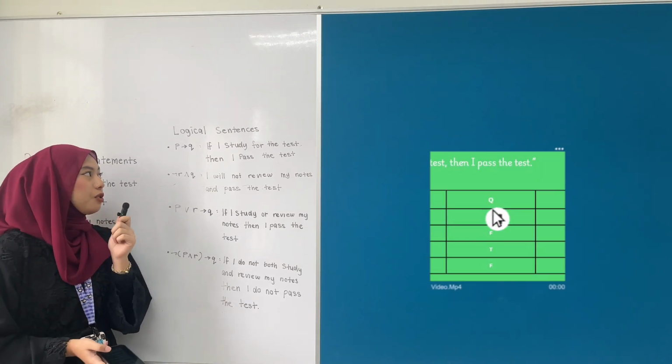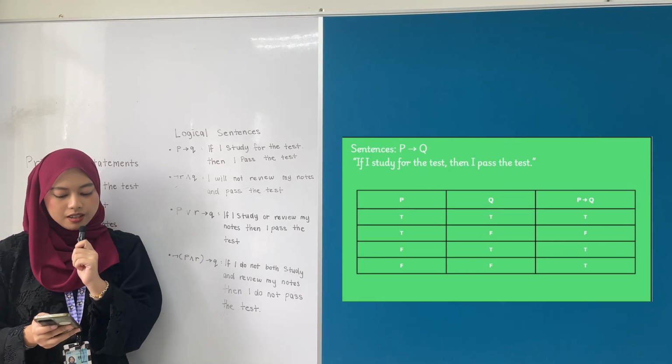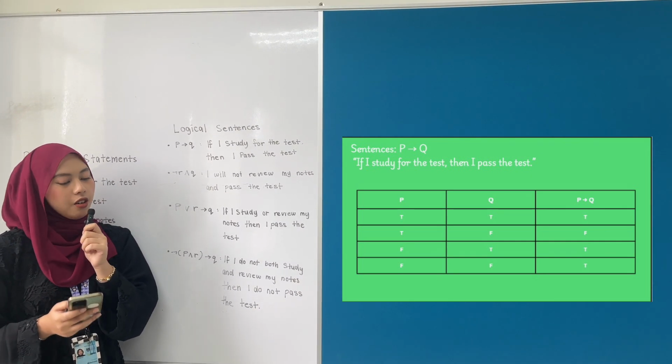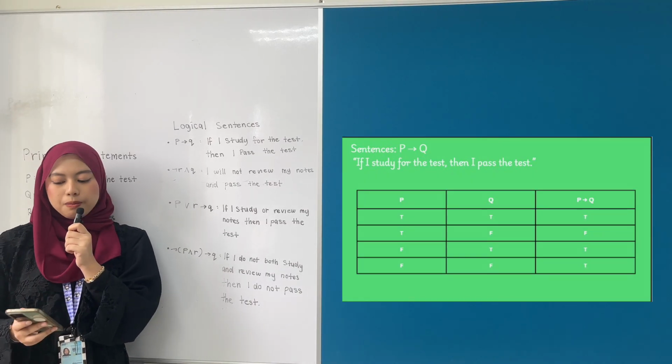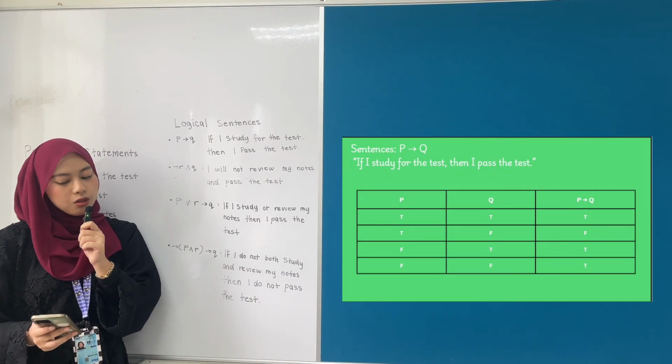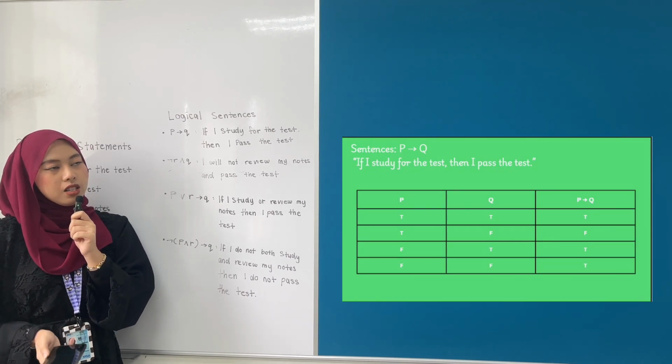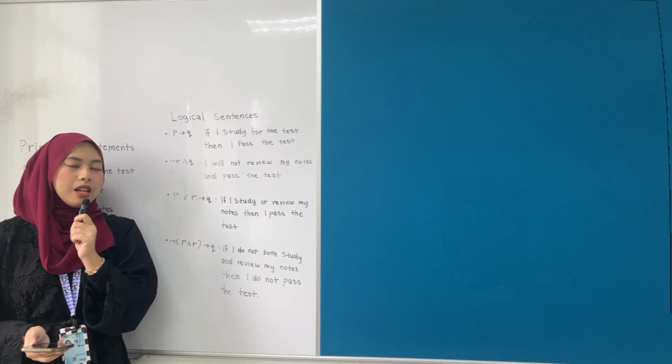Our first logical sentence is P implies Q, written as it is on the board here. In words, this means if I study for the test, then I pass the test. This is a conditional statement. It is false only when P is true and Q is false. From the truth table, we can see that when I study but I do not pass the test, the statement becomes false. In all other cases, the statement is true.